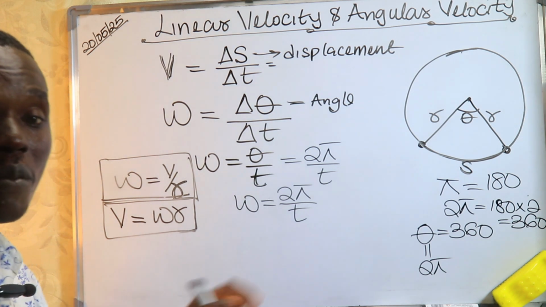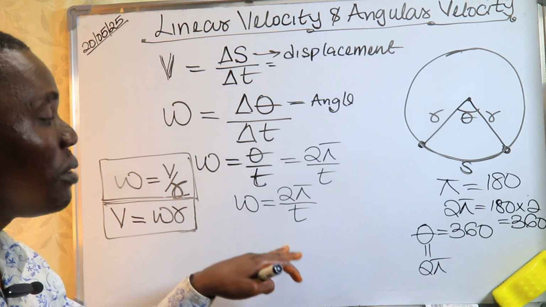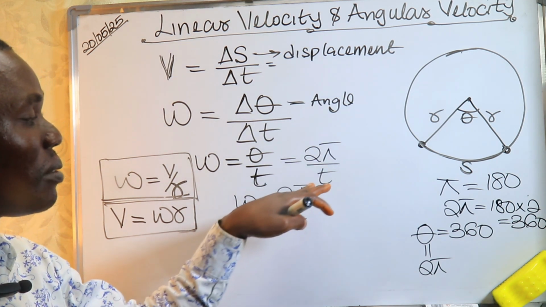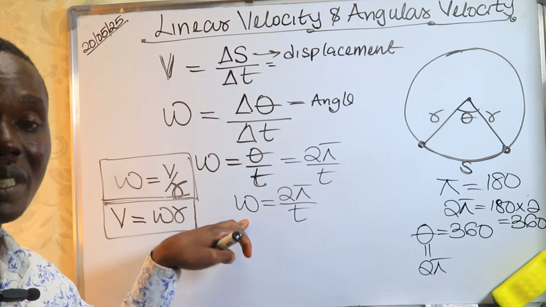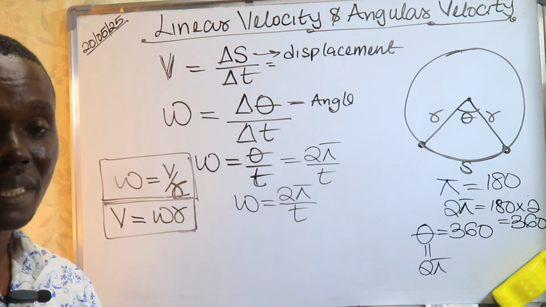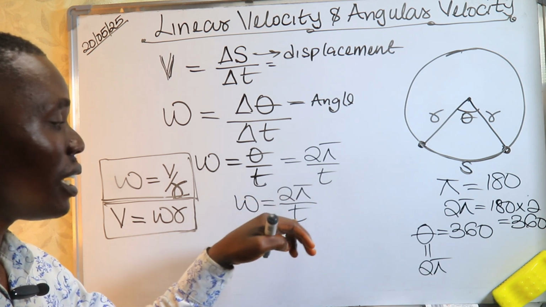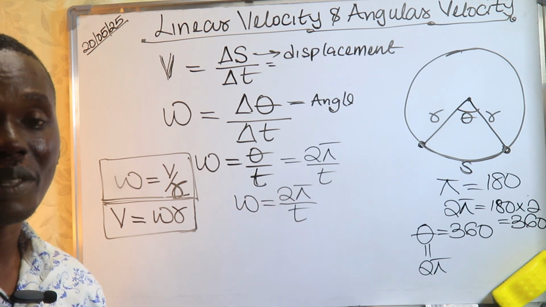Now that is one formula for angular velocity. So they can give you the angular velocity, they will give you the pi, they will give you the time, and they will tell you to find angular velocity. You know that pi is 22/7. So if you just apply pi here and get your time, you will get your angular velocity.